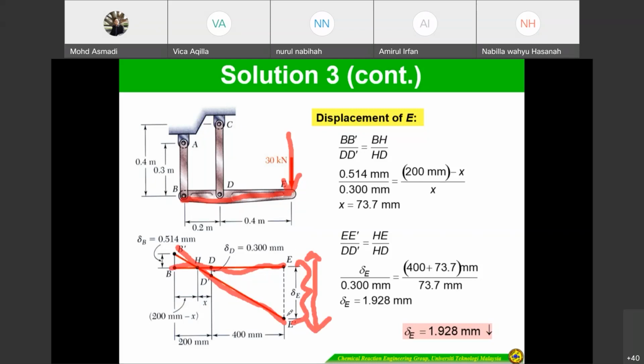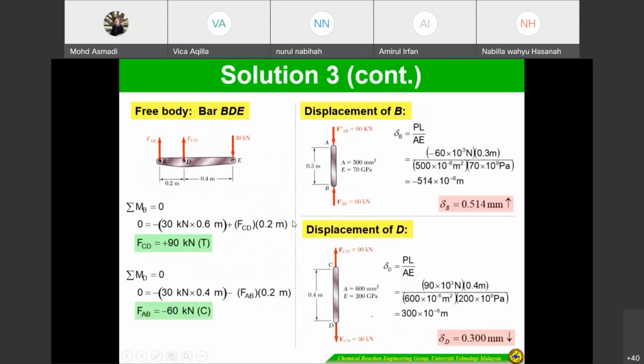Okay, distance, right? So if you look at here, this is point D, and this is the cross, I think the center here, around here. The problem we have to determine is the displacement of point B and also point D. This one we already determine here by using this one. But the problem is point E.